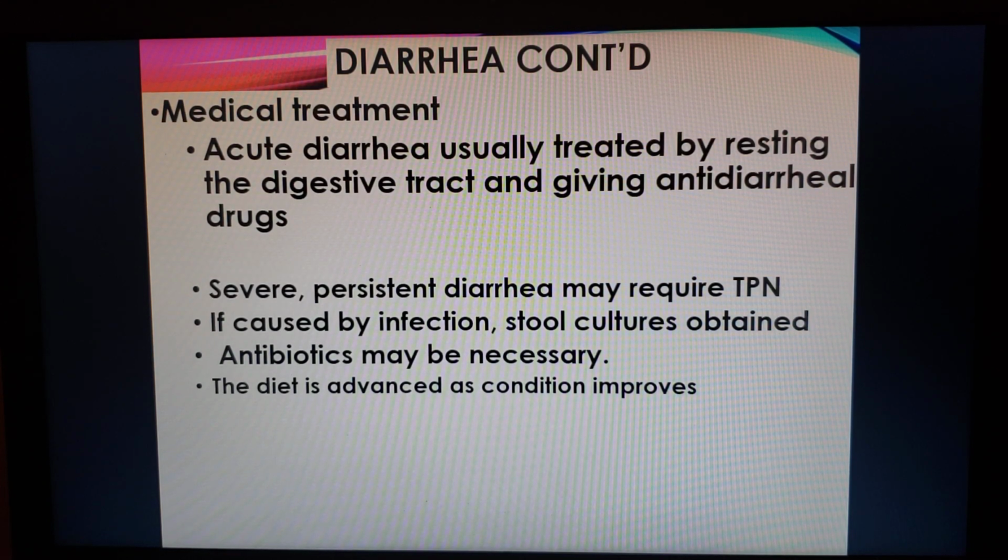Medical treatment, we want to rest the digestive tract and give antidiarrheals. If a patient has severe persistent diarrhea, the patient may require the administration of TPN, which is a nutritional fluid in which the patient has an IV and is receiving nutrition through their IV.